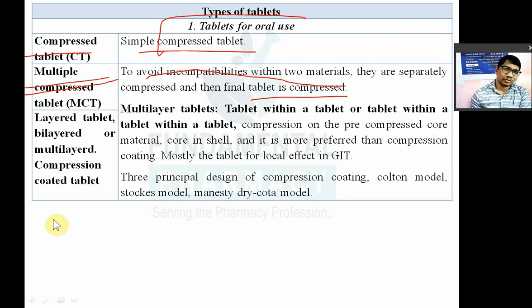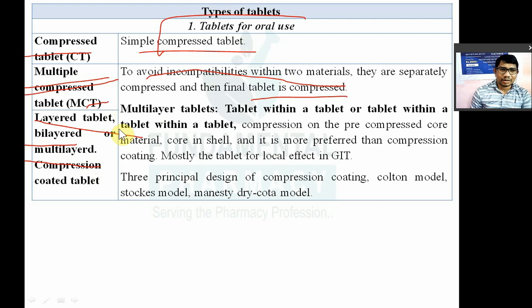So bilayer tablet, mostly bilayer tablet, और इसमें और भी एक आता है मल्टीपल कॉम्प्रेस टैबलेट, से फॉर एग्जांपल तीन है, if there are three ingredients which are incompatible with each other, first you have to make pre-compression of one, then pre-compression of second, third, and then final compression of three. So multiple compressed tablet, layer tablet or bilayer tablet or multi-layer tablet, bilayer मतलब बाय मतलब दो, लेयर मतलब दो, bilayer tablet और multi-layer tablet.